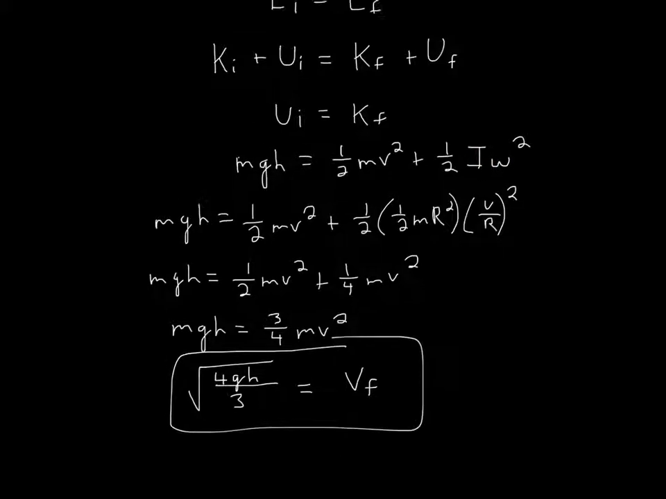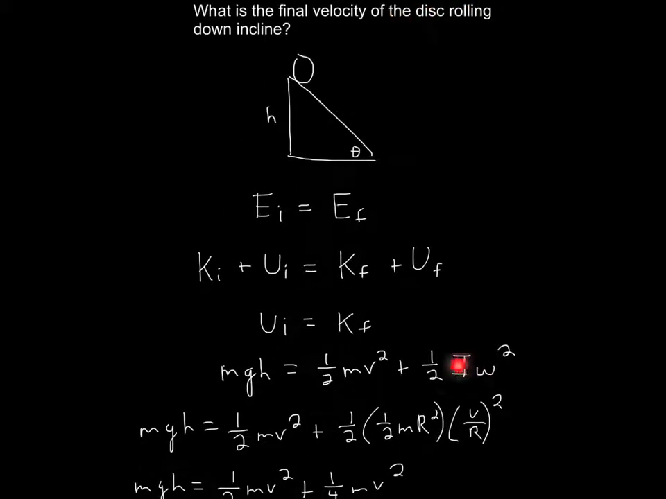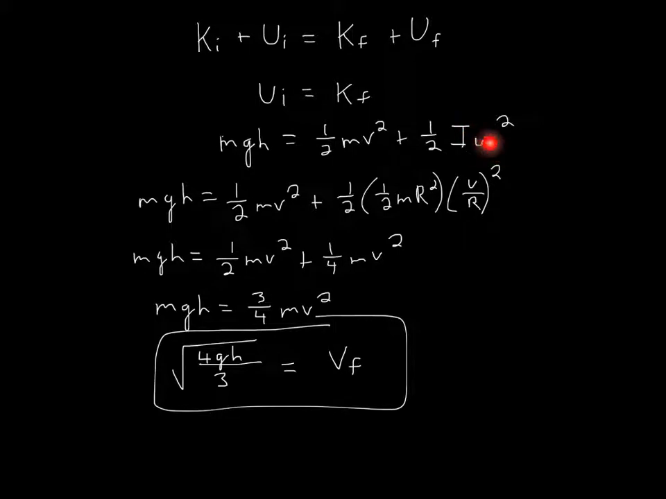I is the inertia, and since this is a disk, the formula for the inertia of a disk is 1/2 mr squared. For angular velocity, we can plug in v over r, and we still have to square it. Now we can simplify. If we square these, we'll get v squared and r squared. The r squared on the denominator cancels out with the r squared in the inertia. Then we multiply the 1/2, so it becomes 1/4 times v squared.